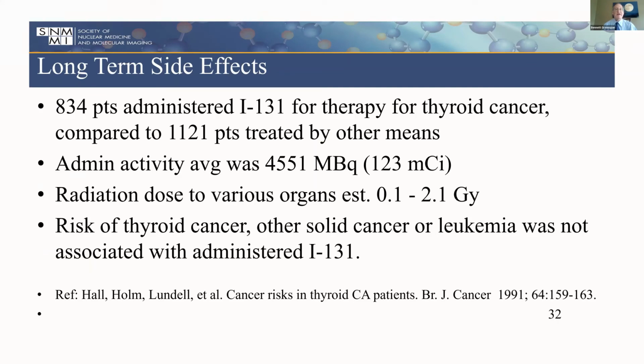In the Hall paper here, 834 patients were administered I-131 for therapy of thyroid cancer compared to 1,121 by other means. Administered activity averaged 4,551 megabecquerels, or 120 millicuries. Radiation dose to various organs ranged from 0.1 to 2.1 gray. Risk of thyroid cancer, other solid cancer, and leukemia was not associated with I-131 therapy.